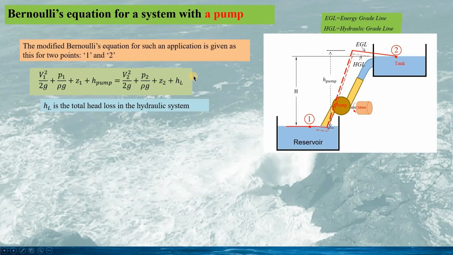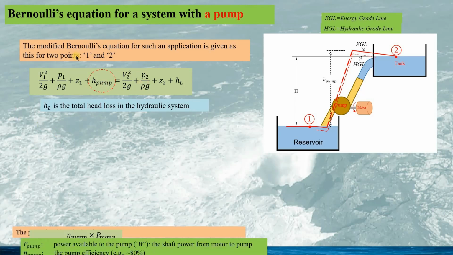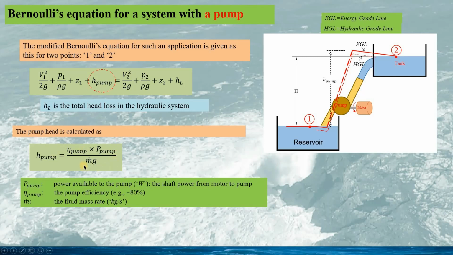The modified Bernoulli's equation for such an application is given as this for the two points, 1 and 2. Here, HL is the total head loss in the hydraulic system, mostly occurring in the pipes. Here, the pump head, H pump, is a positive value. This is on the left-hand side of the modified Bernoulli's equation. And the pump head can be calculated using this formula.